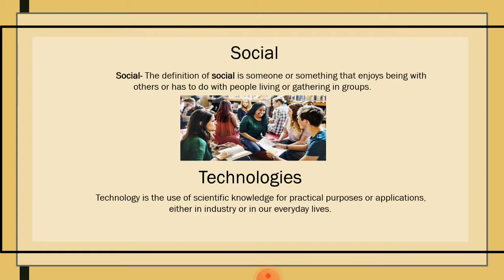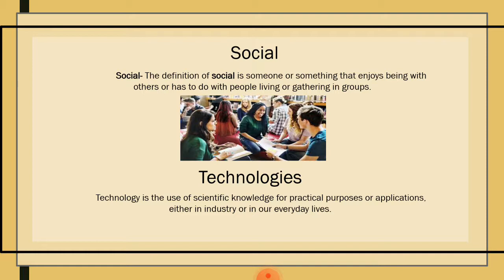Technology is the use of scientific knowledge for practical purposes or application, either in industry or in our everyday lives. Almost all of us are very dependent on technology, and we can always see technology wherever we go. We can find it in our homes, in the street, in our workplace, or everywhere. Technology is just everywhere. So, technology is the way we apply scientific knowledge for practical purposes.